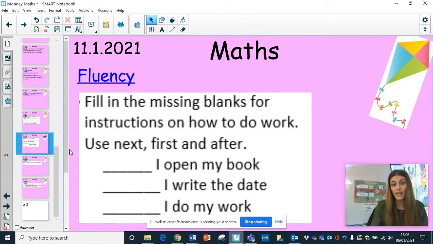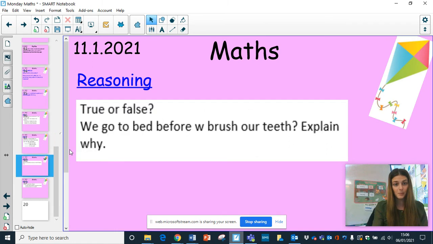There's another fluency question here. Fill in the missing blanks for instructions on how to do work. Use next, first, and after. So you've got the spaces there, so you just need to choose the correct word and put it on the line. So you can rewrite those out.